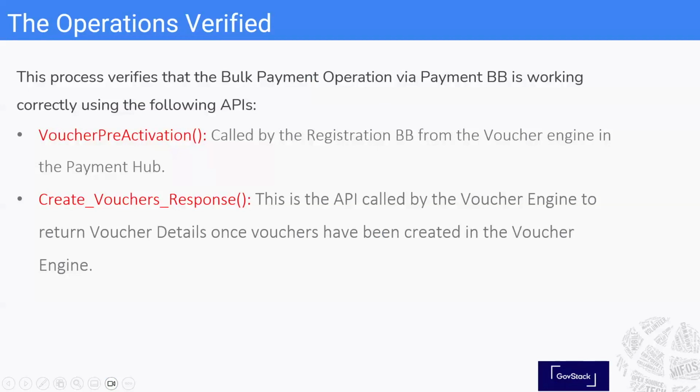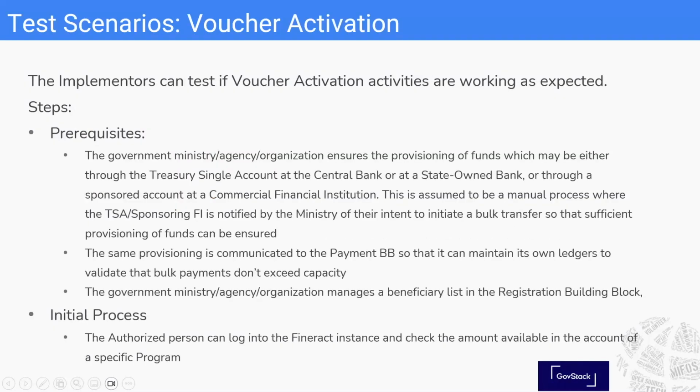The APIs that are verified through this process are the voucher pre-activation API, which takes input as we talked about above, and also the create vouchers response API, because this is the callback API that returns whether the voucher creation has succeeded or not, and if it has not, it returns a reject phrase. Because we were talking about specificity, we are mentioning the Fineract instances in the UI, but voucher activation could also be done through the API that we mentioned, the voucher activation API.